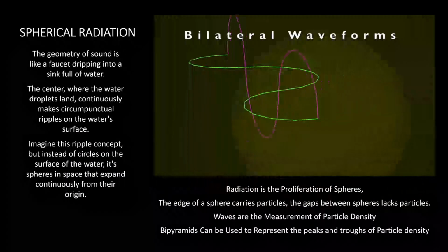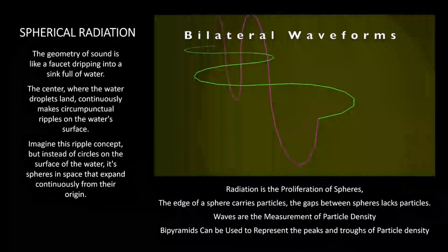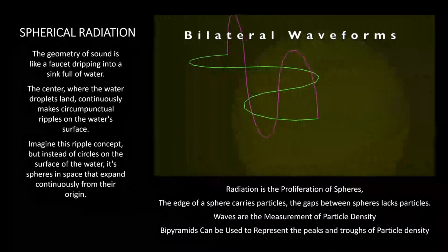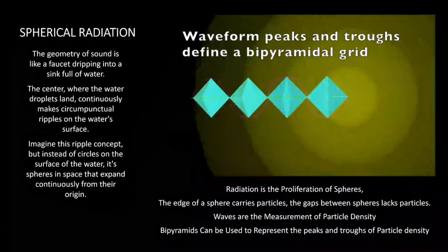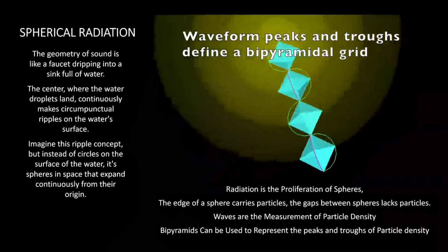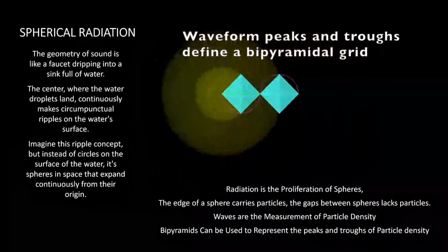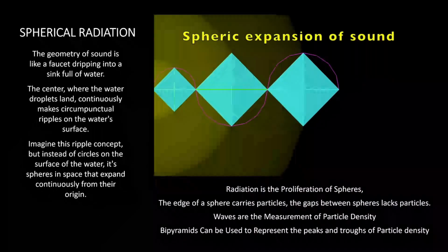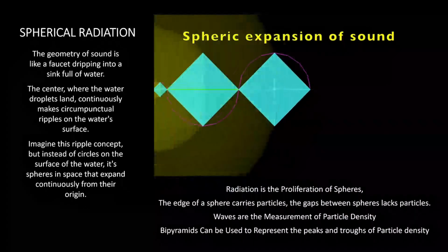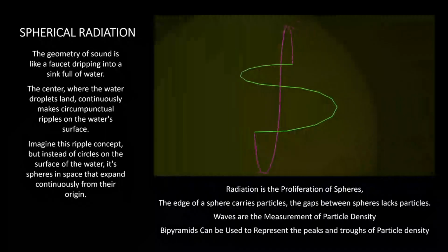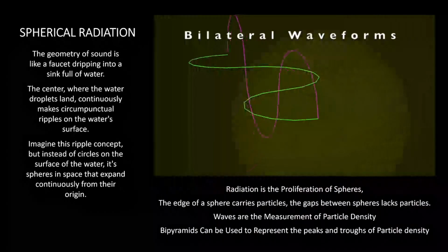The geometry of sound is like a faucet dripping into a sink full of water. The center, where the water droplets land, continuously makes circumpunctual ripples on the water's surface. Imagine this ripple concept, but instead of circles on the surface of the water, it's spheres in space that expand continuously from their origin.